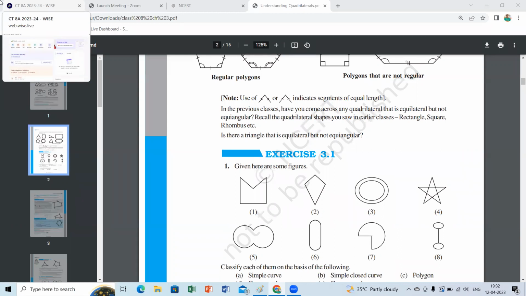Is it an equilateral rectangle? Ma'am, it is not equilateral, but it is an equiangular figure. Equilaterals should be equiangular, but it is not necessary for equiangulars to be equilateral. Exactly true. Very good.